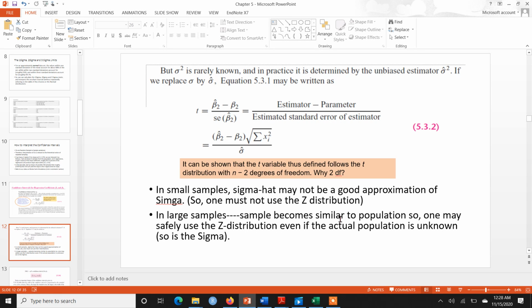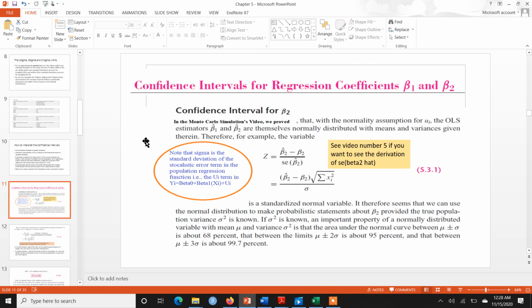Anyhow, without going into further complexities, what I'm commenting here is that the z-score, you can see, has the term standard error in the denominator.